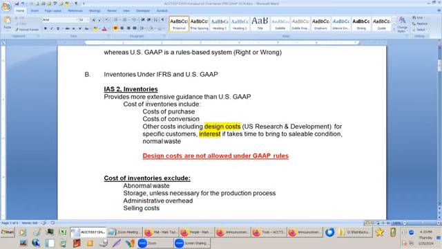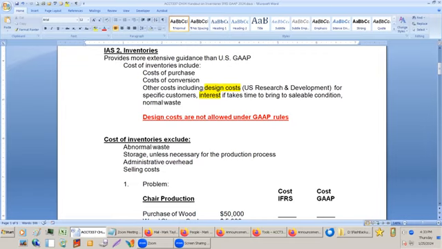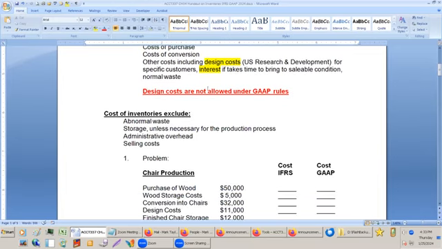But there are a few quirky things in the international standards for inventories. Okay, so design costs are not included in the U.S. They can be included if they're for specific customers for international standards.